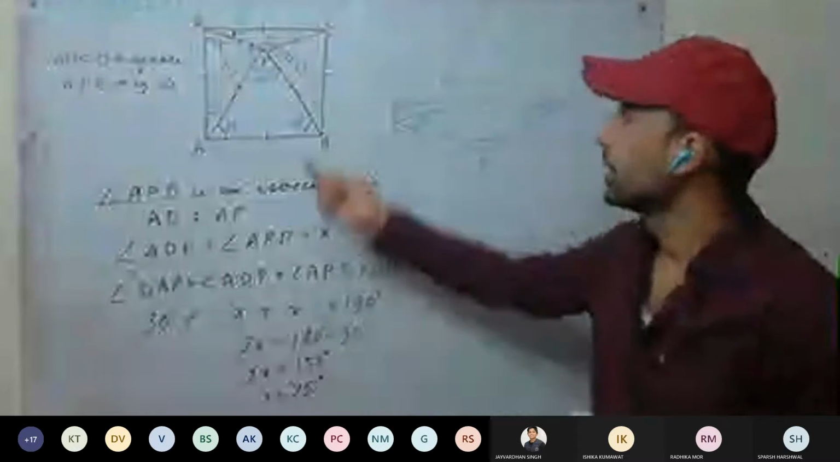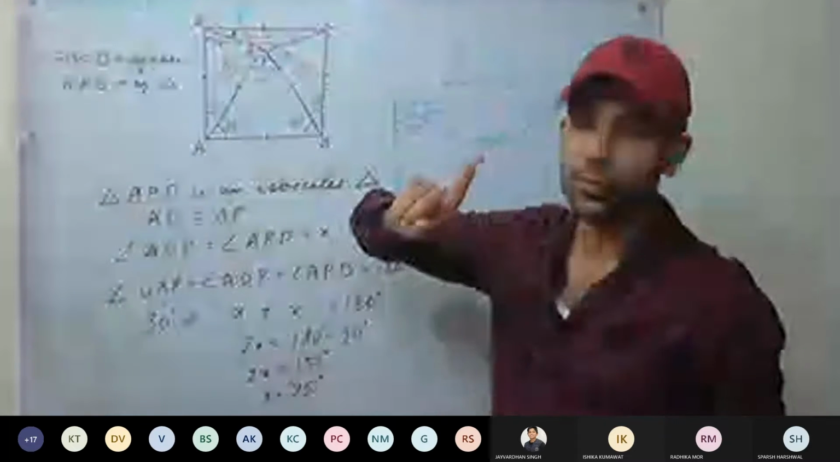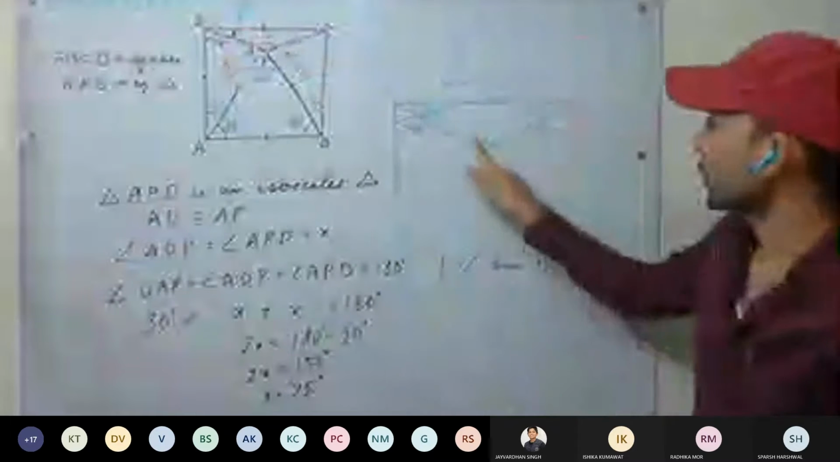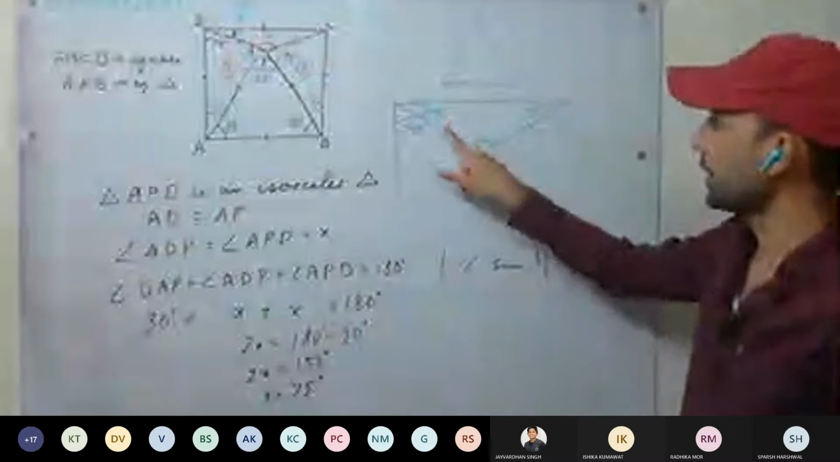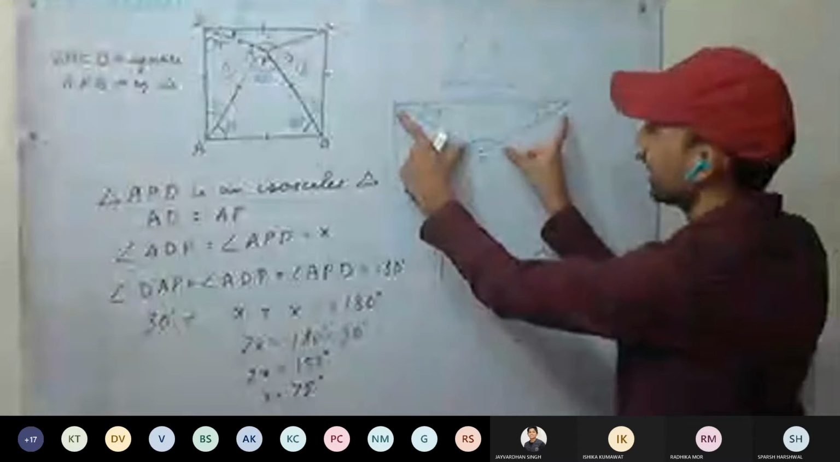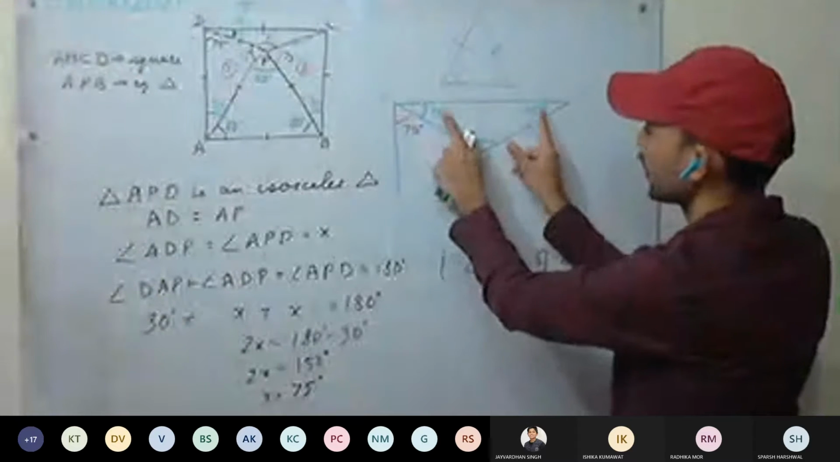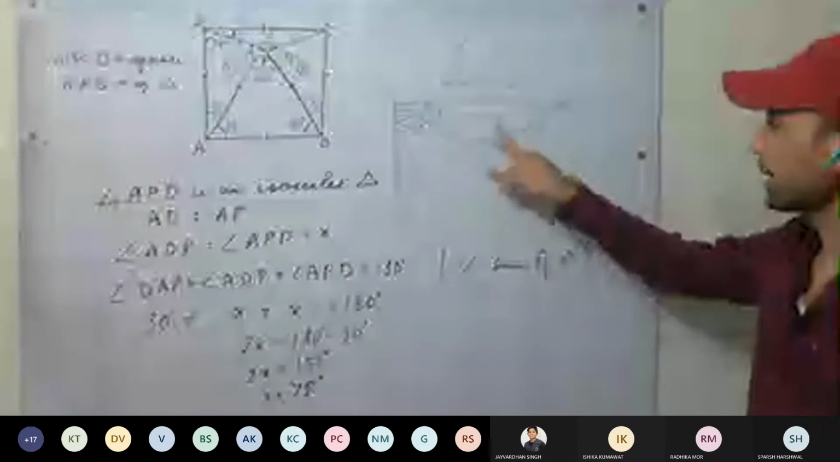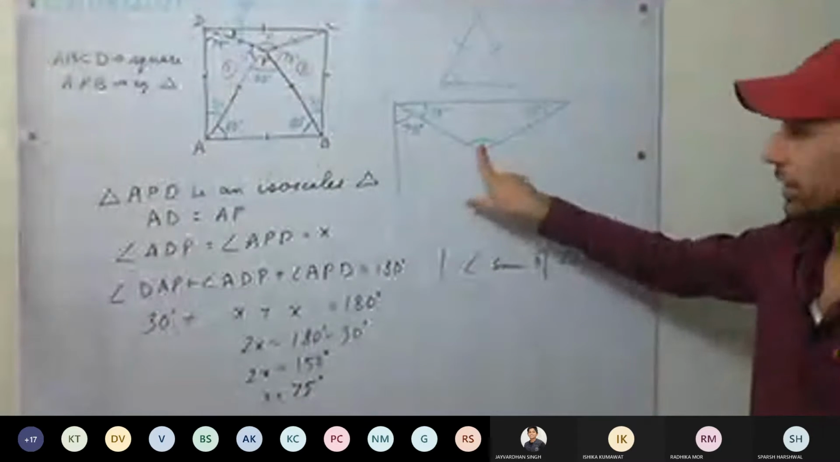X we have calculated. Then, first way, we have calculated this angle as 15 degree. And it's an isosceles triangle, it means this angle will be as well 15 degree. Angles opposite to the equal sides are also equal. So the remaining angle we can calculate: 180 minus 30 degree. That will give us 150 degree.